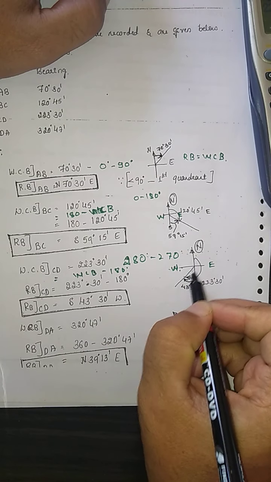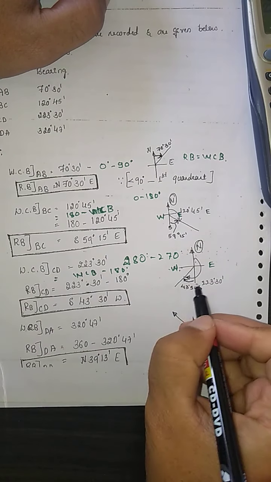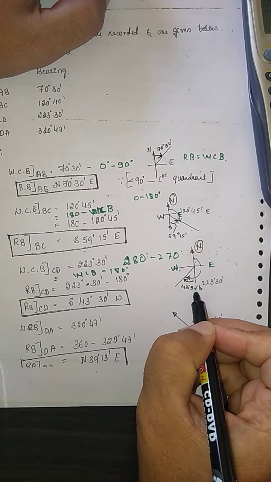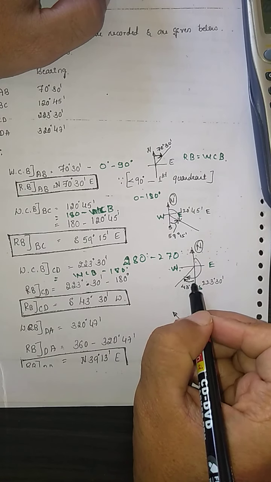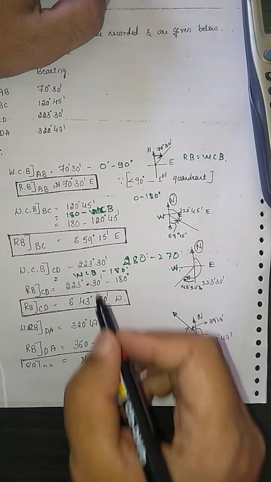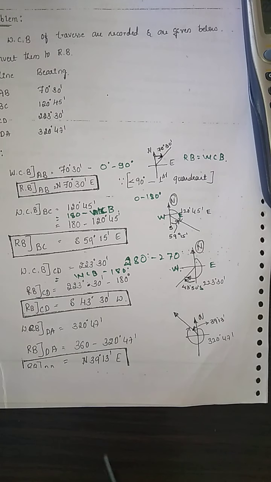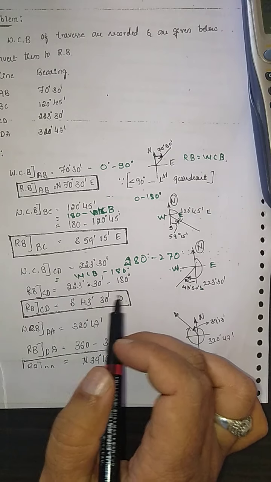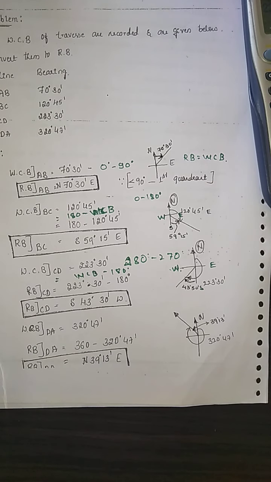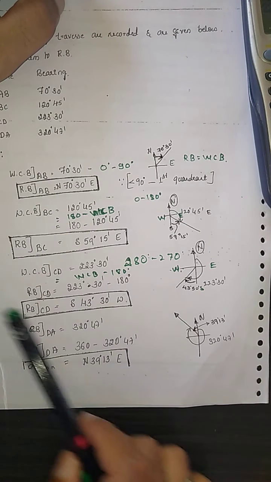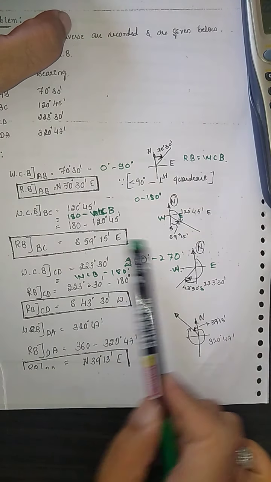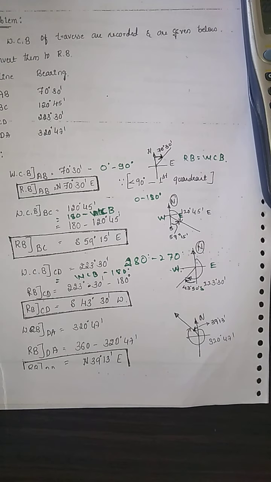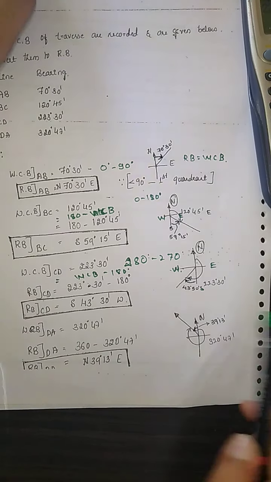So which quadrant does it come in? First, second and third quadrant. It is 43 degrees 30 minutes, so it comes under the third quadrant. Okay, so this is how we convert it into the reduced bearing system. In the reduced bearing system, the angles will always be northeast, then southeast, then southwest, and then northwest. So you need to mention these angles in terms of northeast, southeast, southwest, or northwest. Like this, your angles will always come.